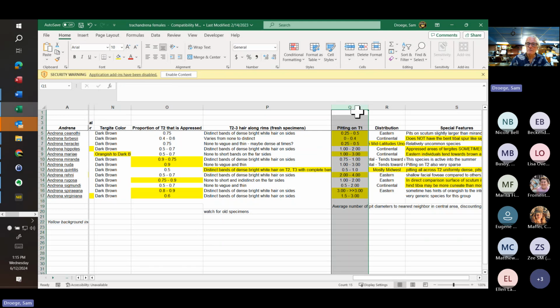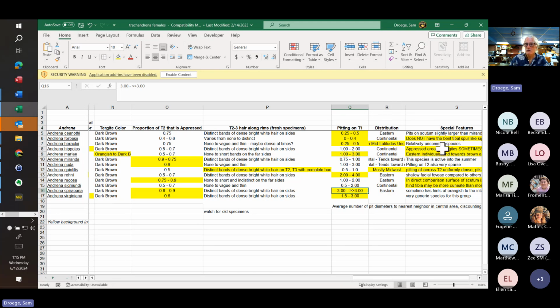Pitting on T1, same thing. These are in pit diameters apart. These can be incredibly close. So here 0.25 to 0.5, or 0 to 0.4, meaning 0 is overlapping, to really sparse, 3 to 3, much greater than 3, so hardly any pits.